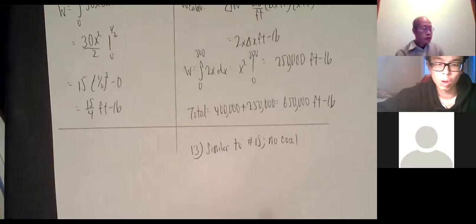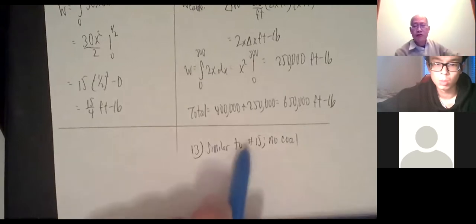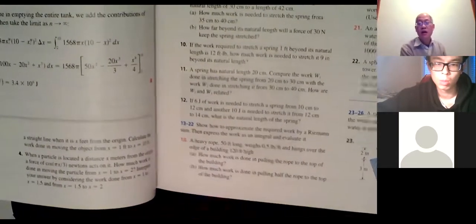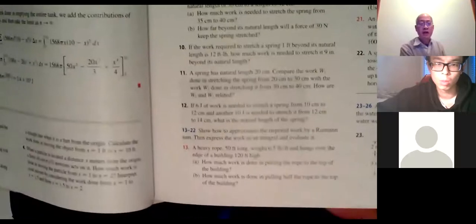13, I wasn't going to do. I mean, if I do it, I'd end up almost doing them all, but I would just say it's similar to 15, except there's no coal. Let's see what that's talking about. So look quickly at 13. Where is 13? And by the way, it's 13A, just 13A. I'm not sure if I said it. Skip 13B, please.